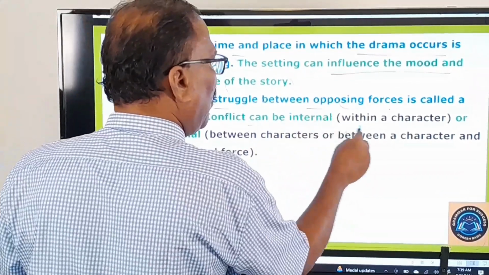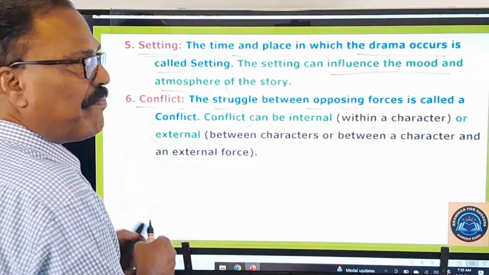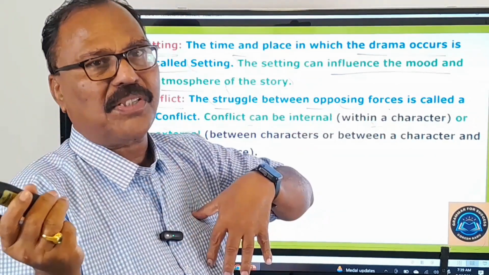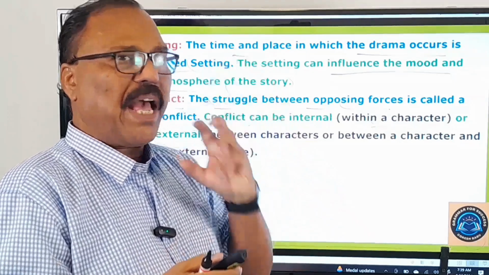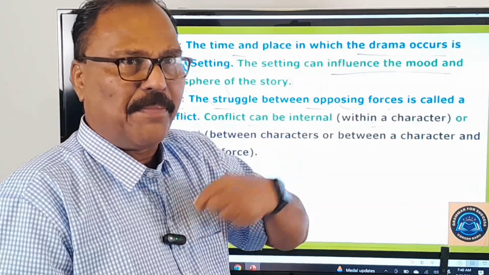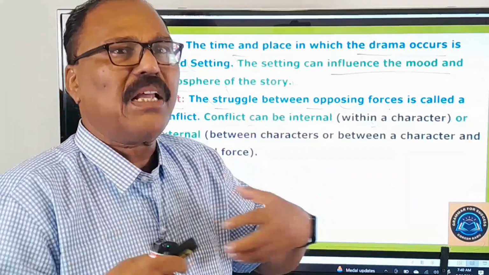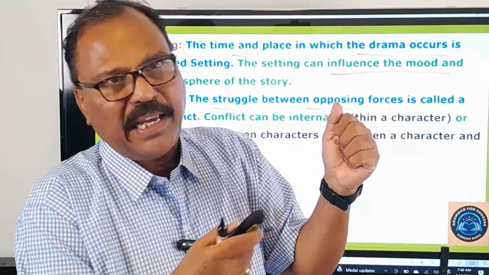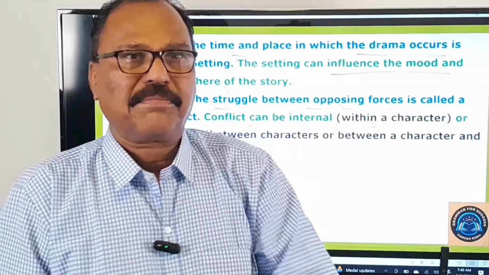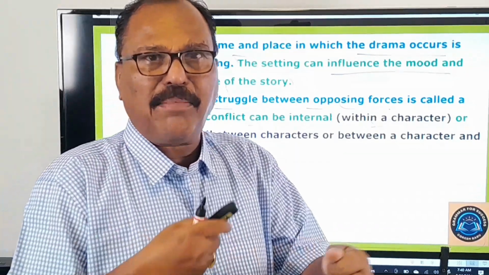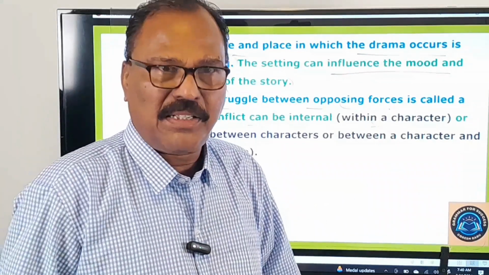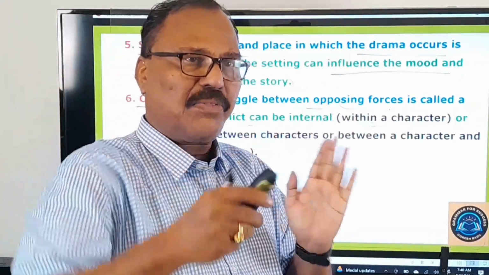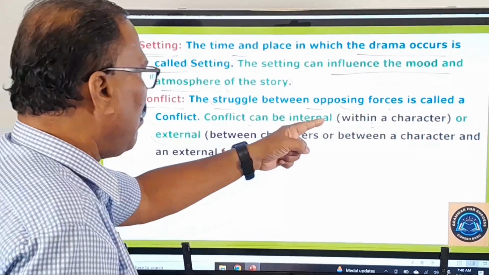Conflict can be internal within a character or external. Conflict can be of two types: internal conflicts and external conflicts. Internal conflict means this man will be fighting with his own inner forces. He has become a slave to drinking, and now this man is fighting against this habit of drinking, stealing, or resorting to gundaism. So the same man is fighting with his bad qualities. This is internal conflict.